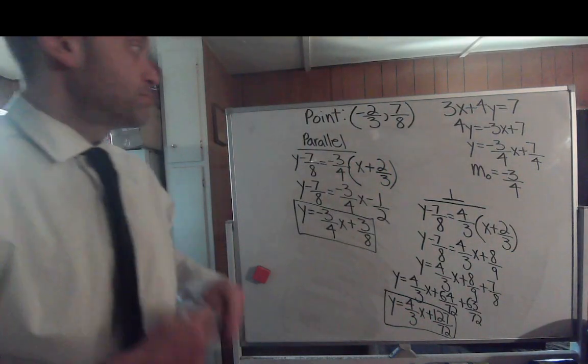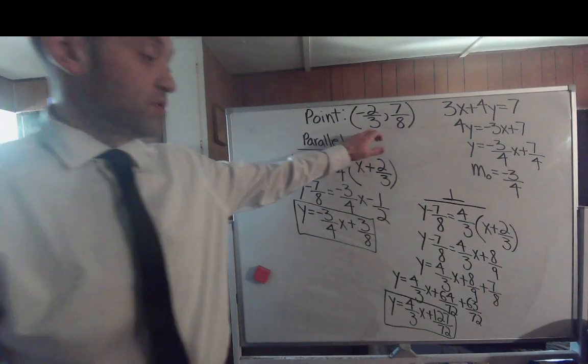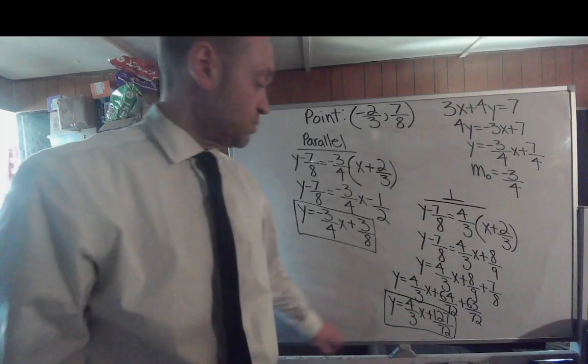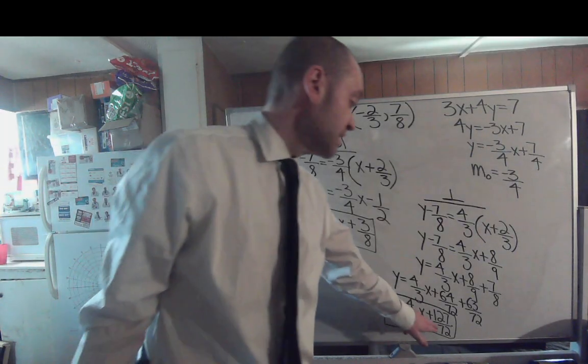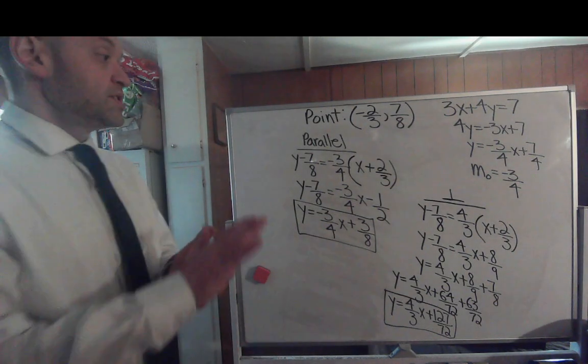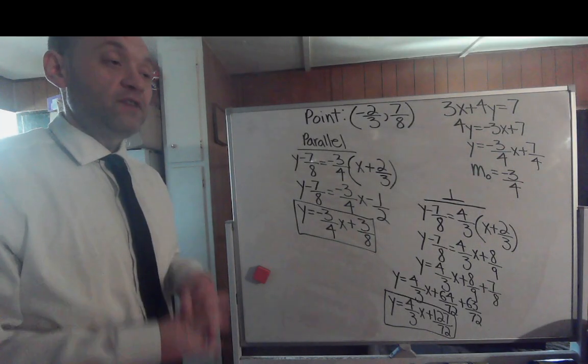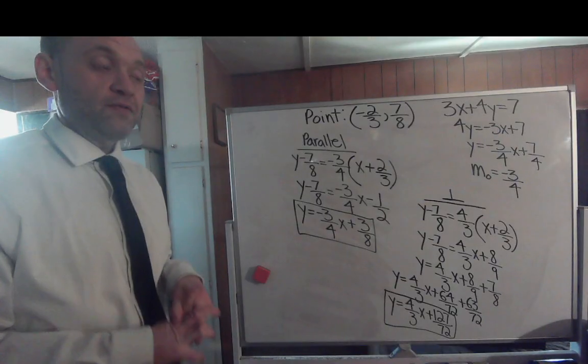The line perpendicular to this line through the point negative 2/3, 7/8 is y equals 4/3 x plus 127 over 72. So that's it for this lesson. Next lesson we're going to talk about functions, just generally about functions.